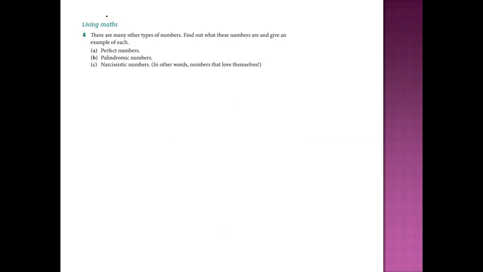And I want to just read the definition, okay? Numbers that are the sum of their positive divisors except themselves are called perfect numbers. Just a moment.